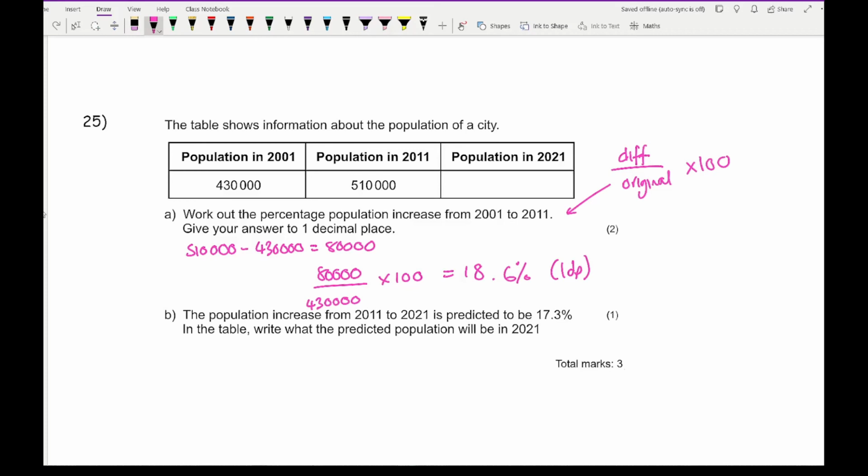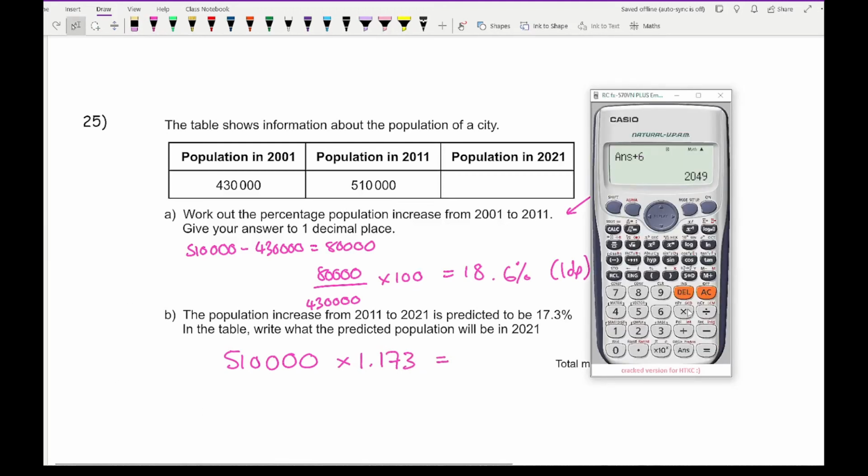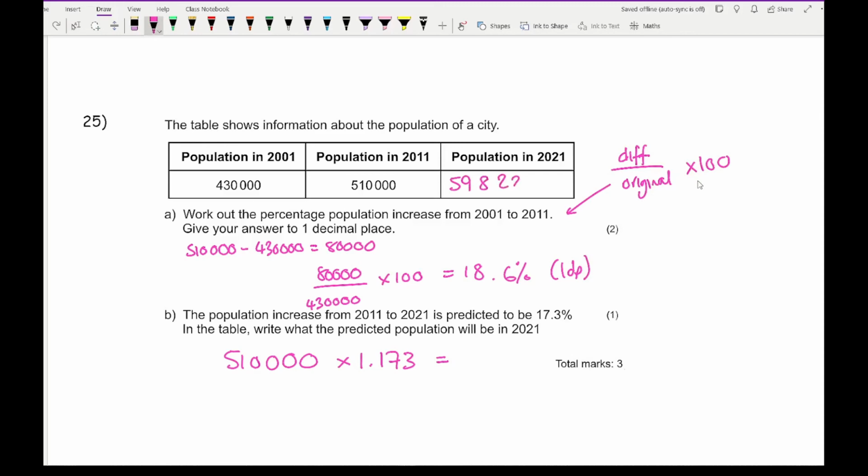So here, what I've then got to do is simply multiply the population in 2011, which is 510,000, by 1.173, because we're looking at percentage increase. And the reason why it's 1.173 is because I've got 100% adding 17.3%, which is 117.3%, and that as a decimal is 1.173. If I get my calculator out and do that sum, press equals, and I just need to write down that number. So here we've got 598,230.